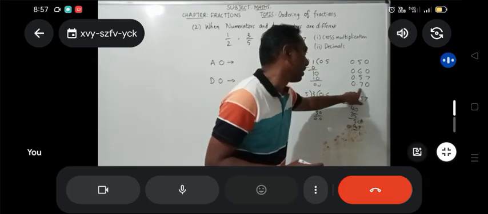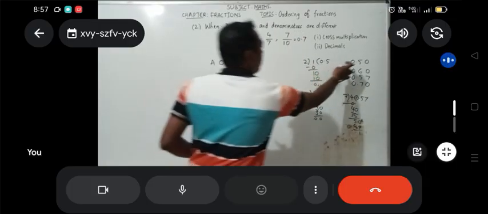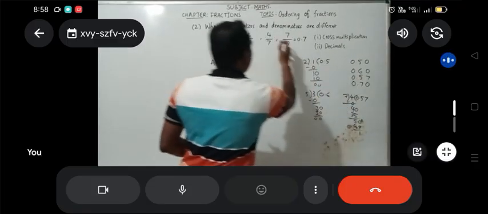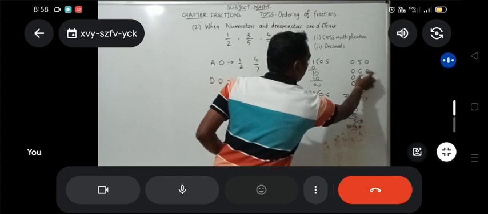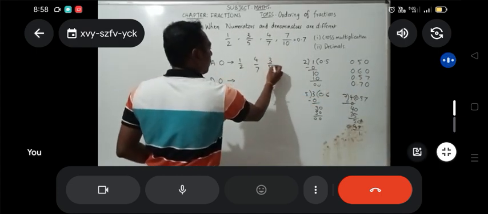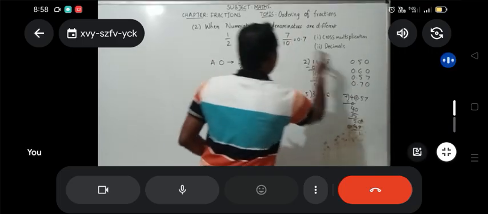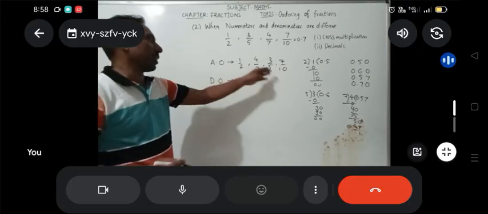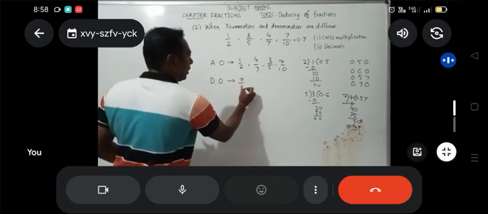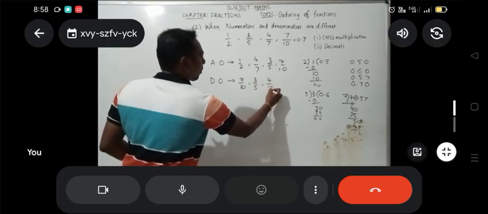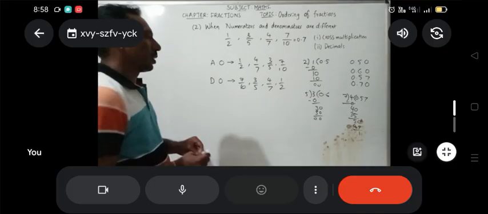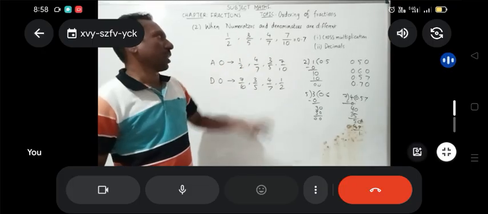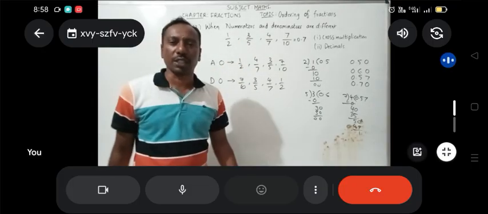0.50, 0.60, 0.57, 0.70. 0.50 is the smallest, means 1 by 2 is smallest. Next, 0.57, that is 4 by 7. Next, 0.60 means 3 by 5. Next, 0.70 means 7 by 10. See, this is the ascending order. Once you get the ascending order, you can write it descending order. 7 by 10, 3 by 5, 4 by 7 and 1 by 2. See, this is also one method you can use to solve the ordering of the fractions when numerators and denominators are different.